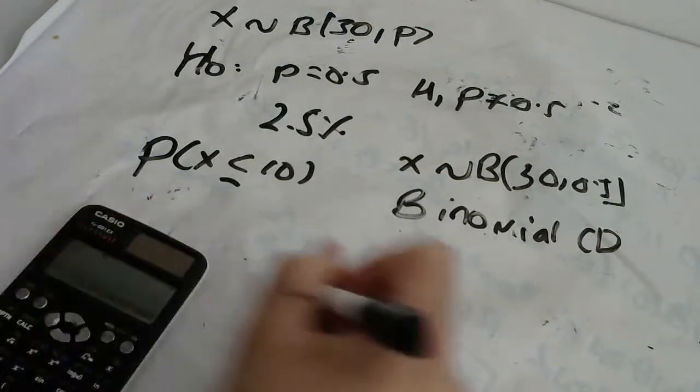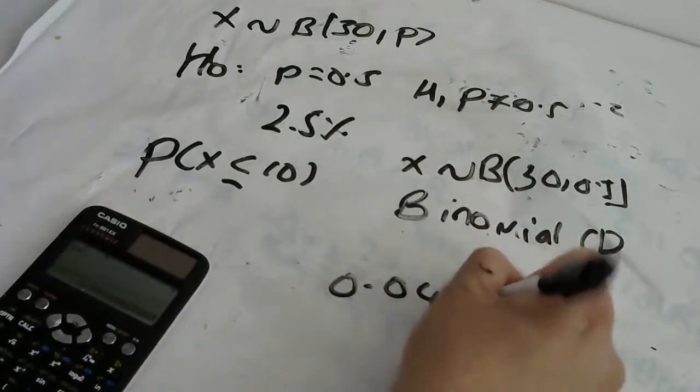Substitute in those numbers. Here your X would be 10, your N would be 30, and your probability is 0.5. And that gives you 0.049. Tell me if you agree with that.